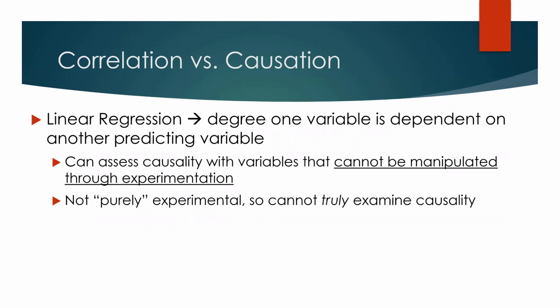Linear regression is looking at the degree to which one variable is dependent on another predicting variable. It's very similar to the independent-dependent variable relationship that we looked at with t-test and ANOVA. It's looking at how one variable is affected by a predicting variable. Now, linear regression is useful because it can kind of assess causality with variables that cannot be manipulated through experimentation. Linear regression is not purely experimental, so it's not truly examining causality like t-test and ANOVA can, but it's kind of the next best thing, especially when you can't directly test causality.